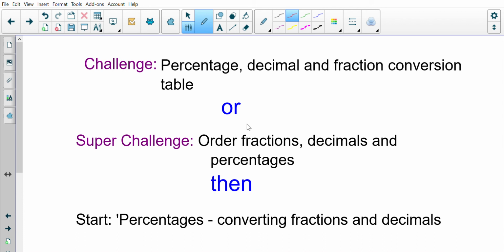When you've finished whichever of those you did, then I want you to make a start on the sheet percentages, converting fractions and decimals, which you will be finishing for homework. If you go back to the class notebook page for this lesson, then it will have all the sheets and the further instructions.